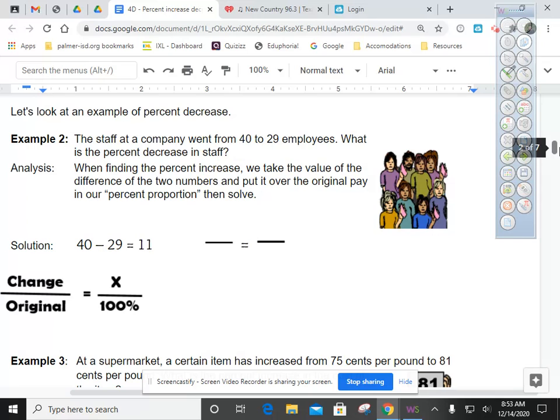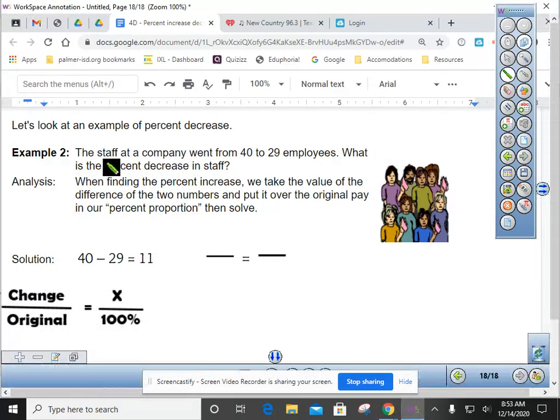Now we're going to look at an example of percent decrease. You do it the exact same way. The staff at a company went from 40 to 29 employees. What is the percent decrease in staff? You do it the exact same way. The top number is going to be the change, which is the high number minus the low number. The bottom number is going to be the original. What did they start out as, the employees? 40 equals x over 100. Does everybody know how to solve that?